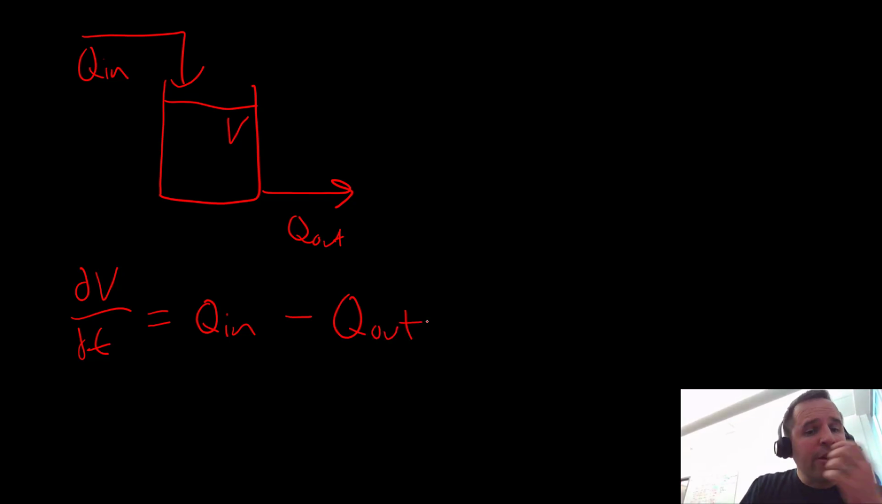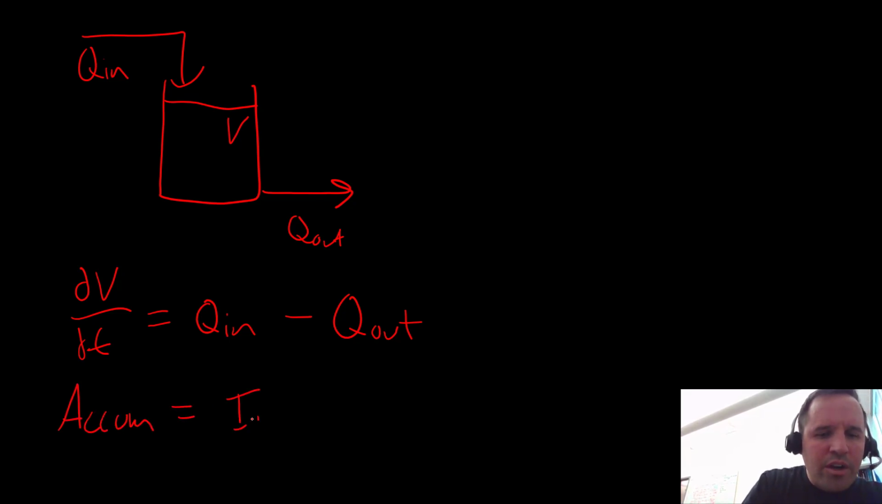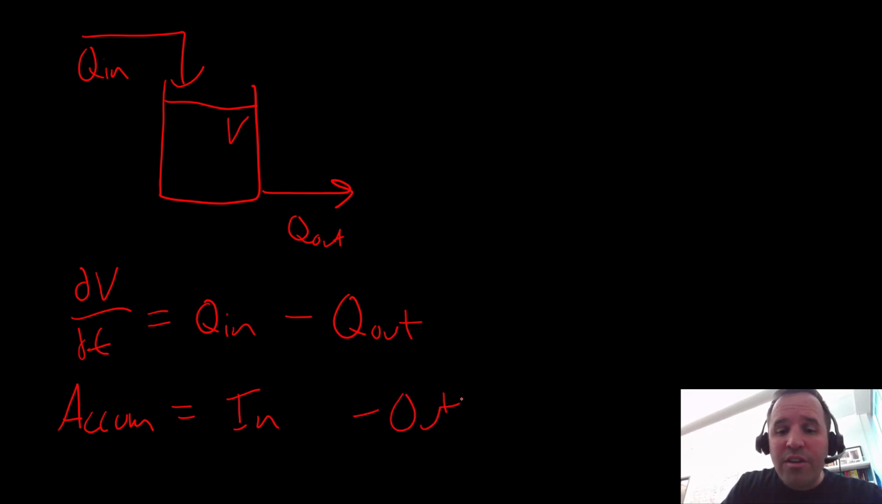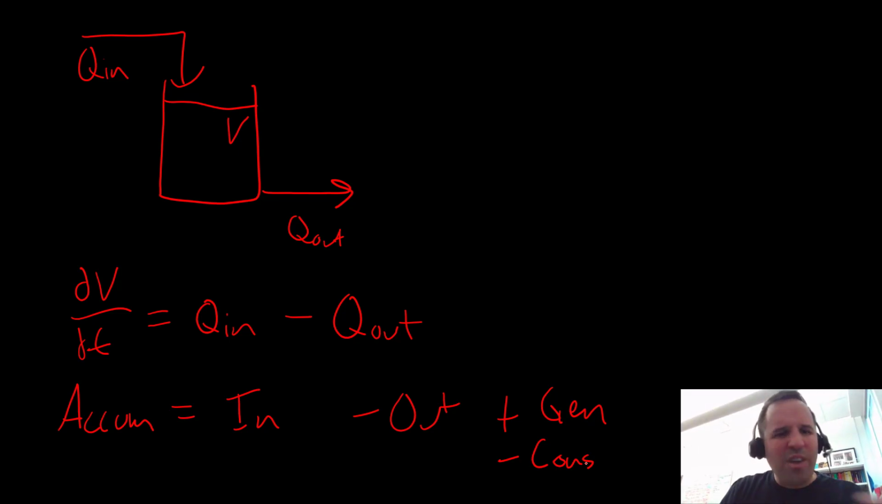This followed the material balance formula, where we have the accumulation in our system equals what comes in minus what leaves. But we could also have another term that is either a generation term or a consumption term. In this particular case, if we have a constant density fluid, then the volume is going to be conserved. What if our system was not just a tank, but rather a chemical reactor?